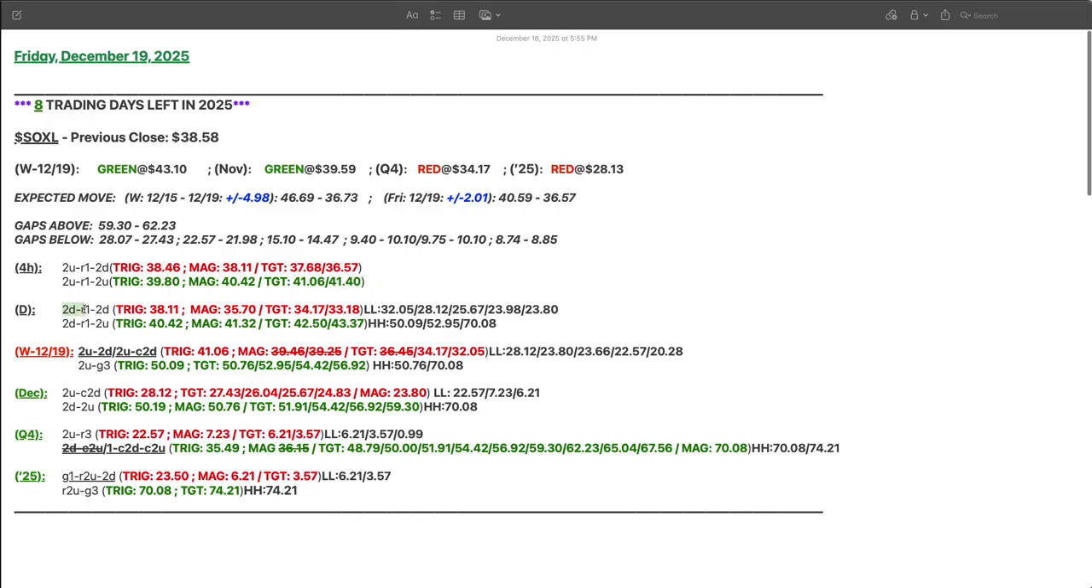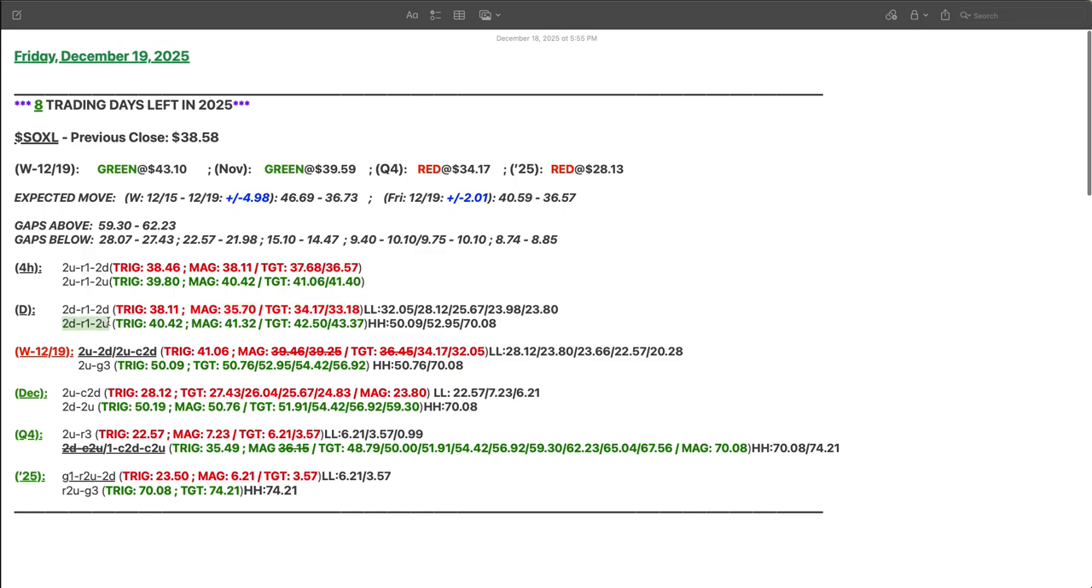On the day chart, again, we had an inside day. So if we go to the downside on Friday, that gives us a 2-1-2 down, triggering at 38.11. A little bit better magnitude here on the day. That would take you down to 35.70. If we have another day where it's just a sell-off again, we've got some extended targets here for you.